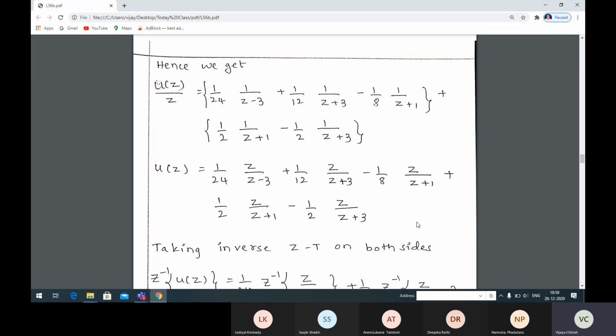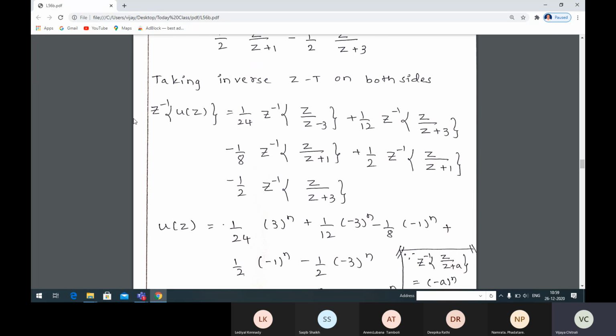The next step is to take the inverse Z transform on both sides. So Z inverse of u of z is equal to 1 by 24 Z inverse of z divided by z minus 3, plus 1 by 12 Z inverse of z divided by z plus 3, minus 1 by 8 Z inverse of z divided by z plus 1, plus 1 by 2 Z inverse of z divided by z plus 1, minus 1 by 2 Z inverse of z divided by z plus 3. So u of n is equal to 1 by 24. Z inverse of z divided by z minus 3 is, in place of a we have 3, so 3 raised to n, plus 1 by 12. Z inverse of z divided by z plus 3 will be, in place of a we have 3.